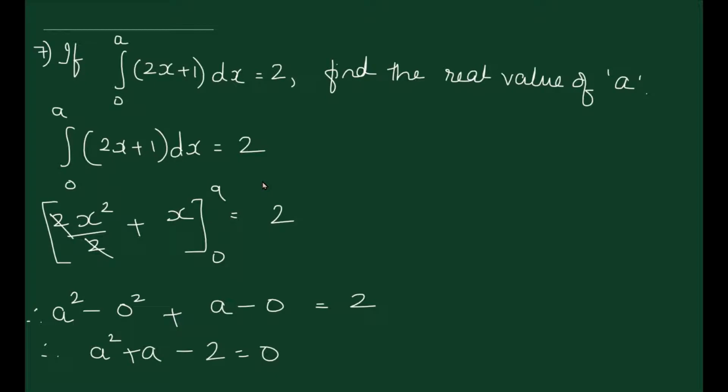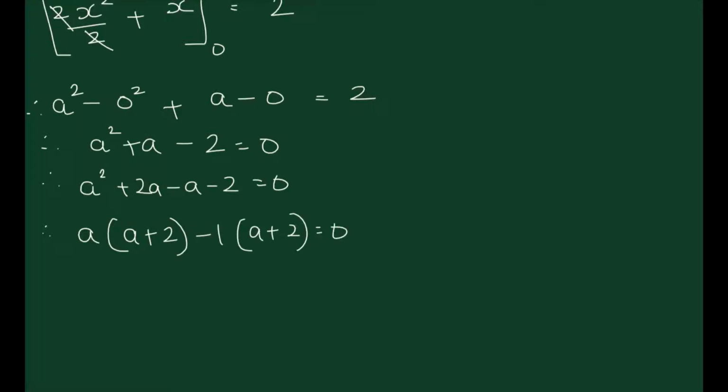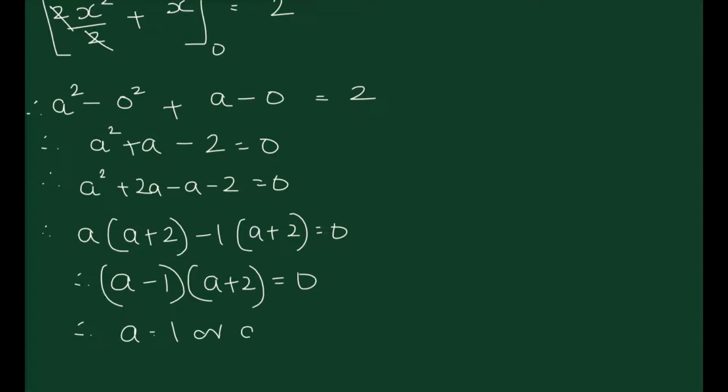Now we split the middle term, because as you can see we have got a quadratic equation. So we are going to get a square plus 2a minus a minus 2 is equal to 0. So a is taken common: a into a plus 2, minus 1 into a plus 2. Therefore a minus 1 into a plus 2 is equal to 0, and therefore a is equal to 1 or a is equal to minus 2. This becomes the answer for this particular sum.